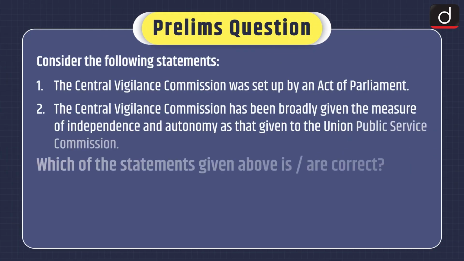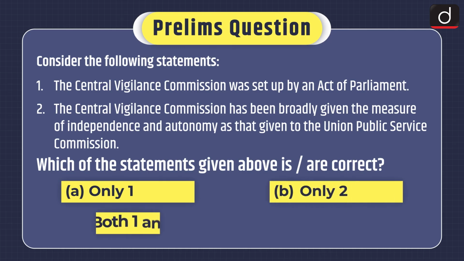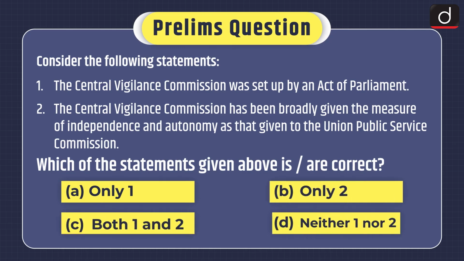Now it's time for the practice questions. First of all, prelims question. Consider the following statements. 1. The Central Vigilance Commission was set up by an Act of Parliament. 2. The Central Vigilance Commission has been broadly given the measure of independence and autonomy as that given to the Union Public Service Commission. Which of the statements given above is or are correct? Only one, only two, both one and two, or neither one nor two.